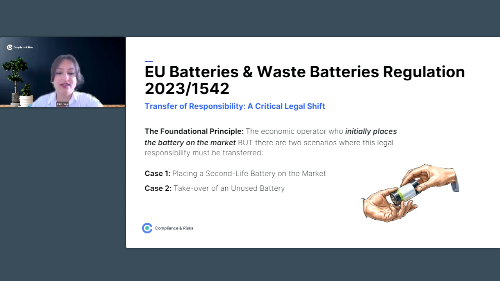The key takeaway here is that responsibility is not static. It follows the commercial control of assets. This necessitates robust, legally sound contractual agreements between parties. When you are buying or selling batteries, whether new or used, your contracts must now explicitly address the transfer of DPP data, access rights, and legal liability. This is a fundamental change to how the battery value chain must operate.